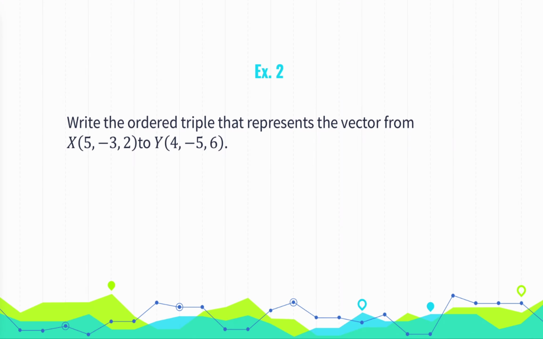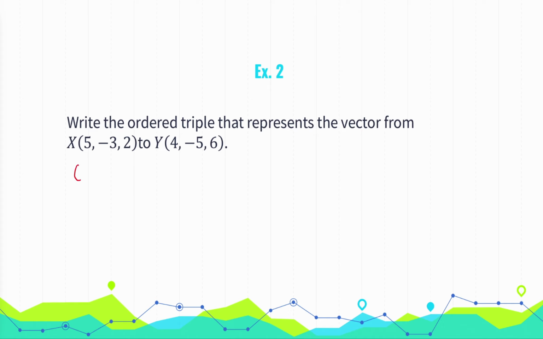Write the ordered triple that represents the vector from X(5, -3, 2) to Y(4, -5, 6). Just like with the 2-dimensional vectors, it's harder to draw this. With the 2-dimensional vectors, we could draw them and use the graph as a reference. It's harder to draw them with 3-dimensional vectors, but we can find the difference by subtracting the 2. Before, we subtracted the 2 points in order to find the vector between them.